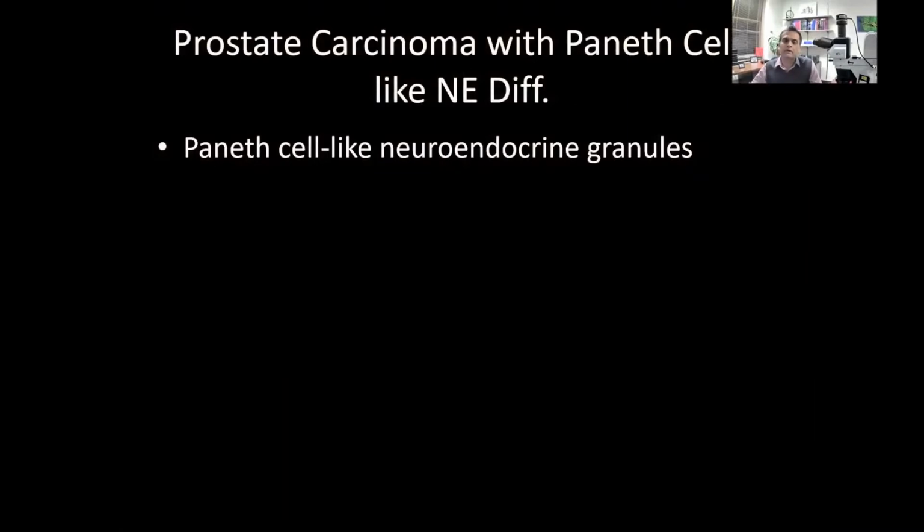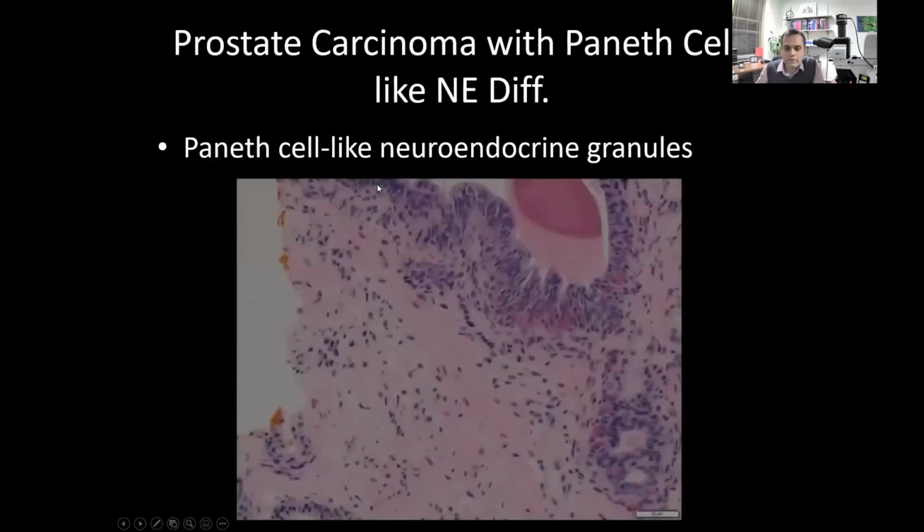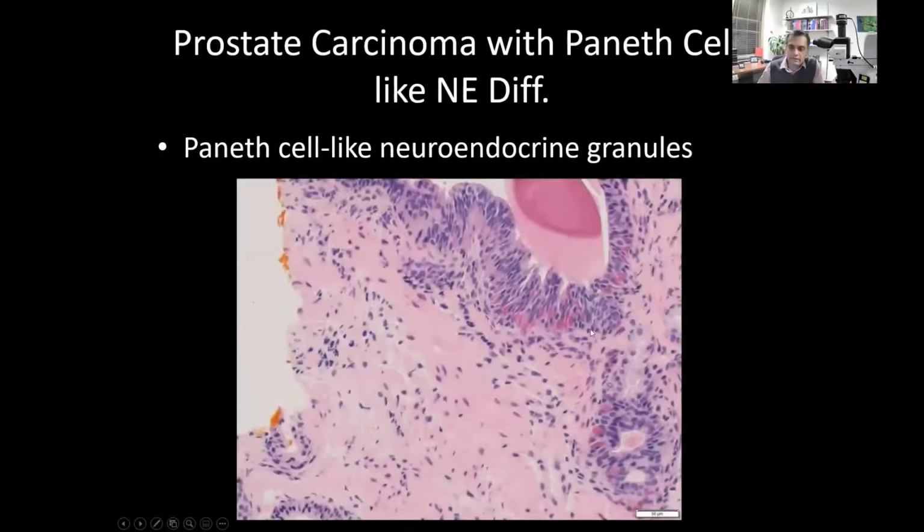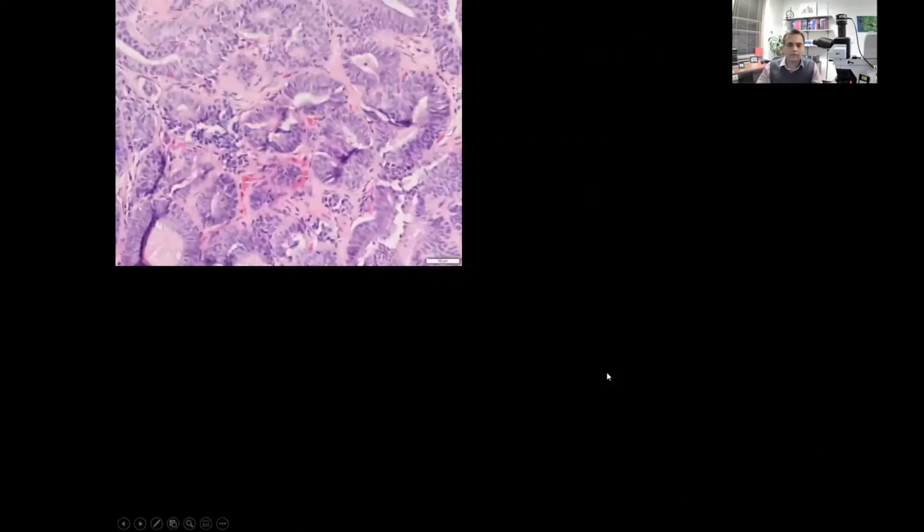But how about this entity called prostate carcinoma with Paneth cell-like neuroendocrine differentiation? These Paneth cells, which we find in the intestine, have these neuroendocrine granules, and sometimes we can see them in the prostate gland cell if you look carefully. So in this example, you can see a couple of benign glands in the prostate with granulated cells. In the bottom layer, you can see these neuroendocrine, very pink eosinophilic granules. So these are the Paneth cell-like neuroendocrine granules we see in the prostate.